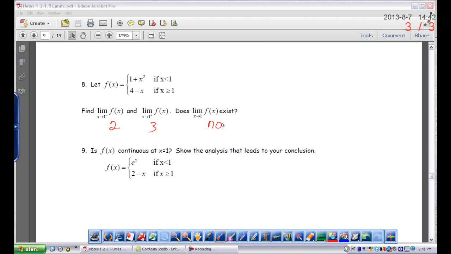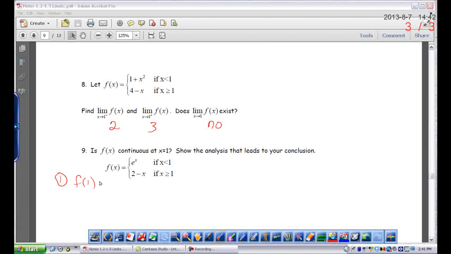All right, number 9, is f of x continuous at x equals 1? Show the analysis that leads to your conclusion. Okay, that's where we've got to go through our 3 things. So the first part talks about the function being defined. So we're talking about at x equals 1, so we need to find out what f of 1 is.